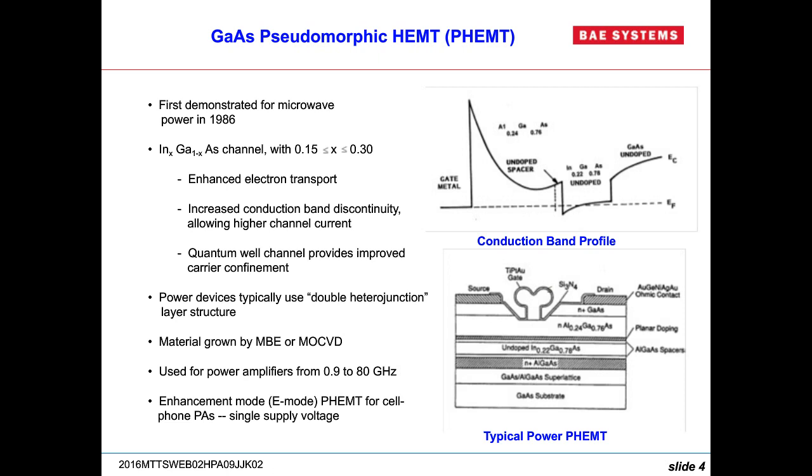Indium in the channel gives you enhanced electron transport, which gives you higher transconductance, higher gain, higher frequency response. At the same time, we have this conduction band discontinuity that allows higher channel current and allows the carriers to flow in an undoped region. Because that region is undoped, it gets reduced impurity scattering compared to a doped channel device. And because of that, you have improvements in gain, efficiency, and current density.